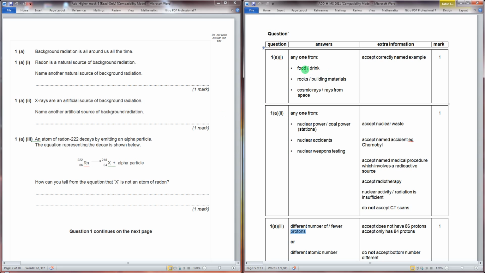So you just have to know the list of natural sources of background, which is any one of the ones on the mark scheme here. So that one's fairly straightforward. Second part, a little bit trickier. X-rays are an artificial source of background, another artificial source of background.